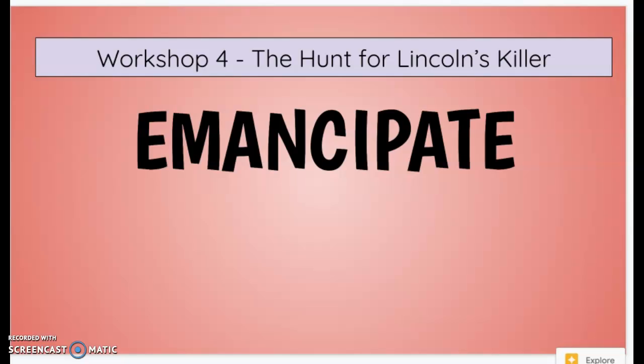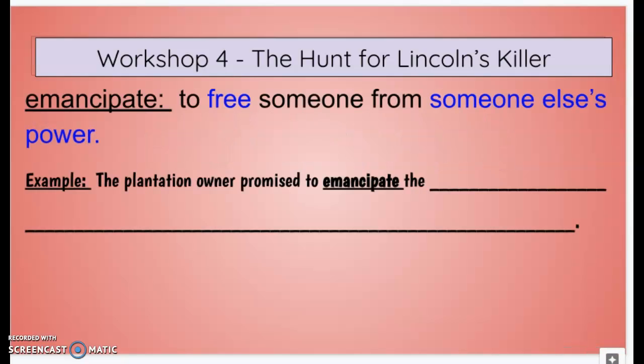Your next word is emancipate. And to emancipate means to free someone from someone else's power. And the example you will finish, the plantation owner promised to emancipate the blank.